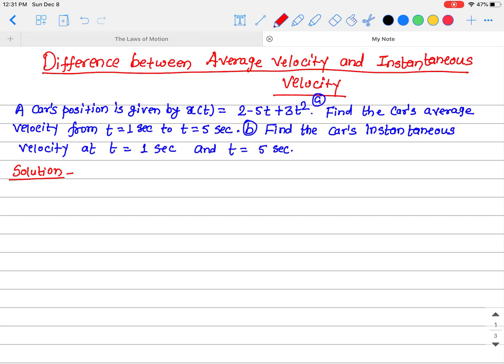In this video, we'll be talking about the difference between the average velocity and the instantaneous velocity. The average velocity is the displacement divided by the time. So let's first calculate the average velocity.